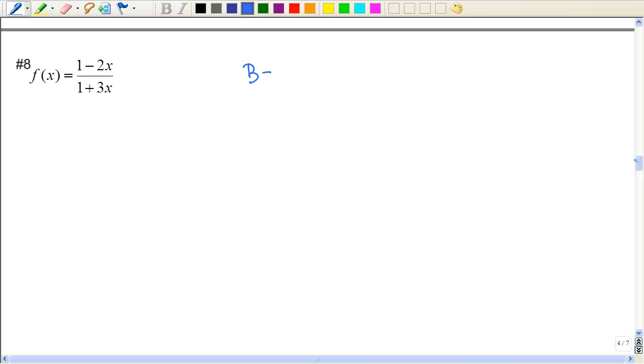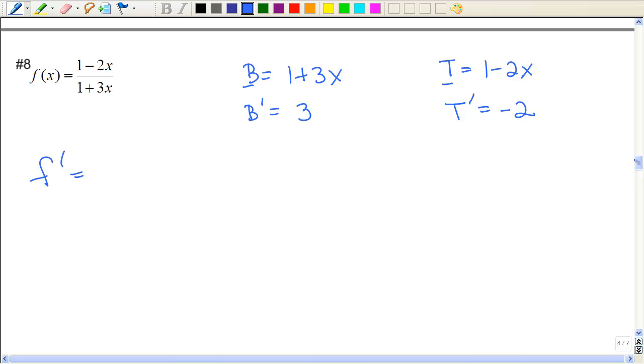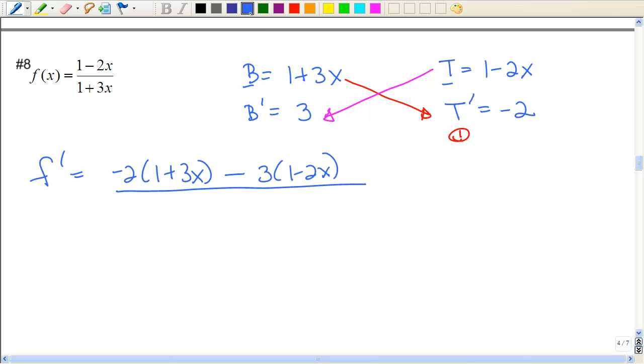All right, so I'm going to take the bottom function, then the top function. That might be a little bit easier: alphabetical, B comes before T. I'm going to take the derivative, don't lose that minus sign. The rule says bottom times the derivative of the top, so I'm going to write that down. I have negative 2 times (1 + 3x) minus the top times the derivative of the bottom, all divided by the bottom squared. You can clean that up at the top if you want.